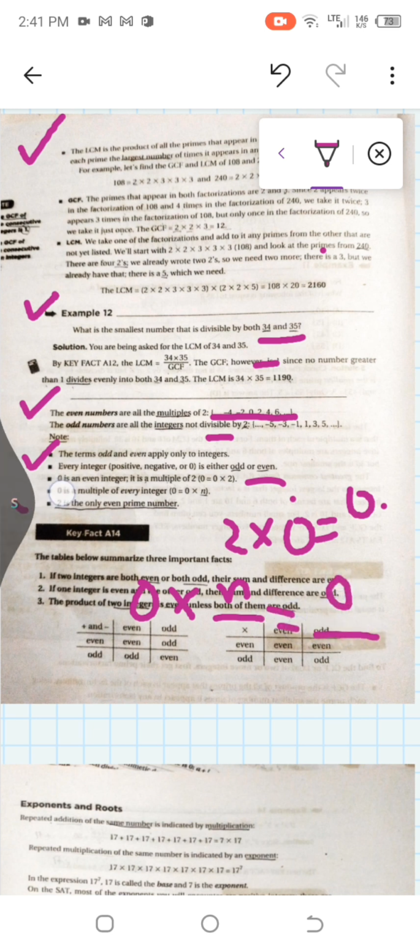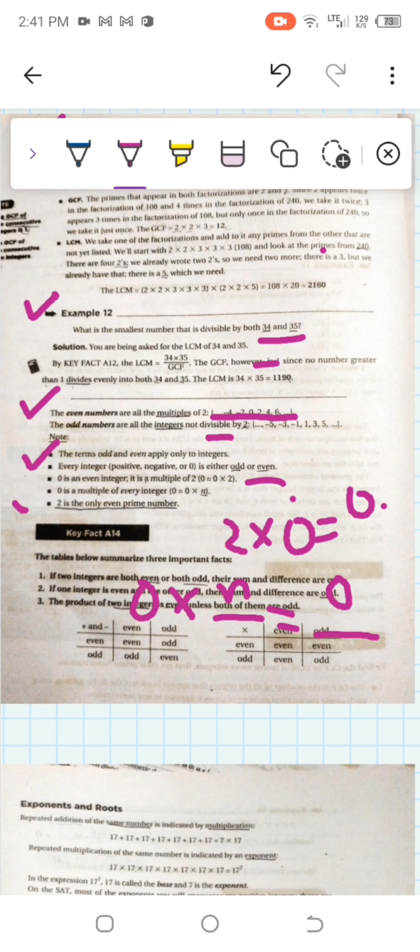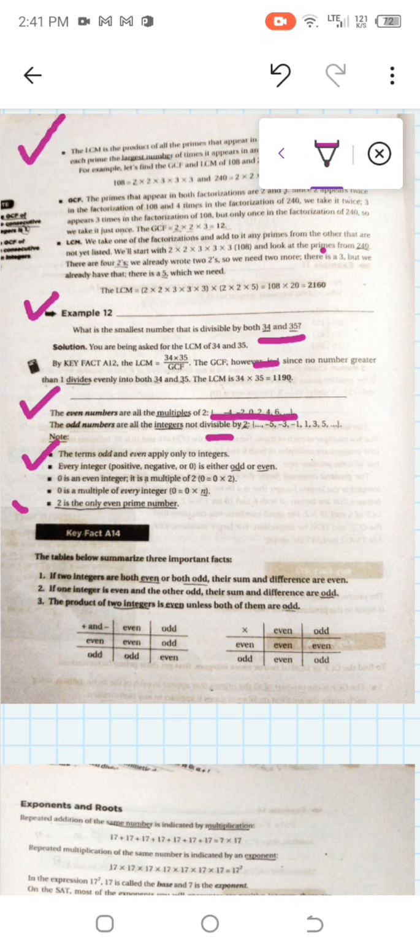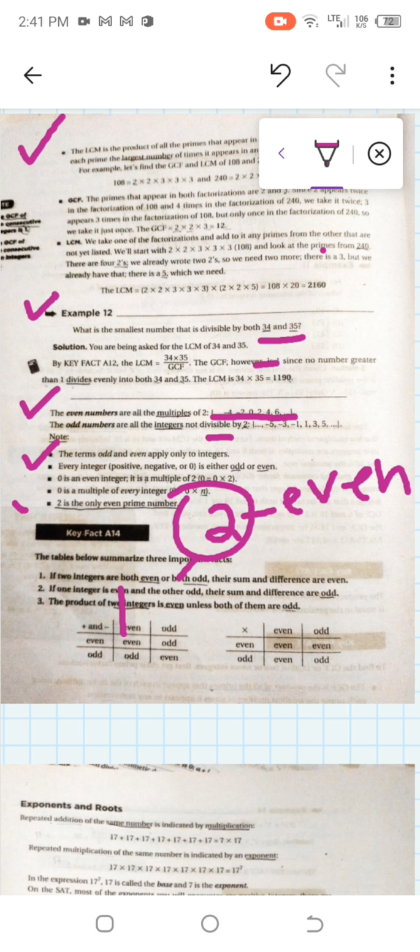Now, 2 is the only even prime number. We know what prime numbers are: numbers which are divisible by 1 and by their own table. So 2 is an even number, and this 2 is also a prime number, because 2 is divisible by 1 and its own table. The rest of the numbers will not come in any single table. So 2 is an even number and a prime number. I hope that it is clear to you guys.